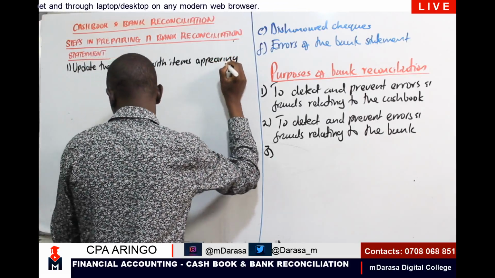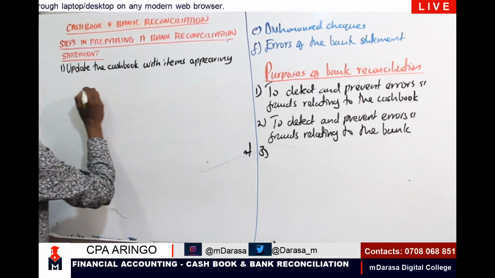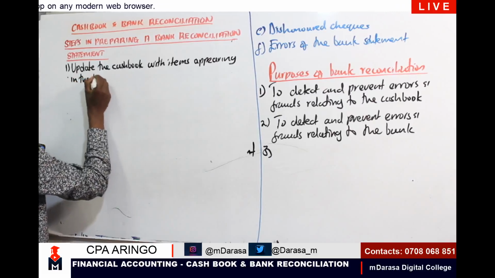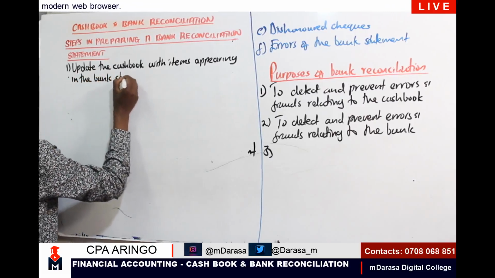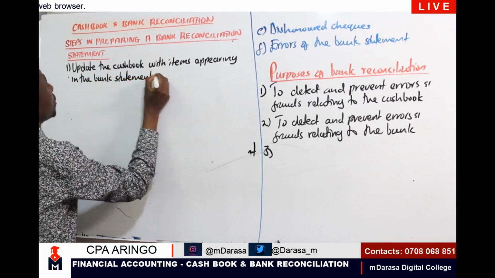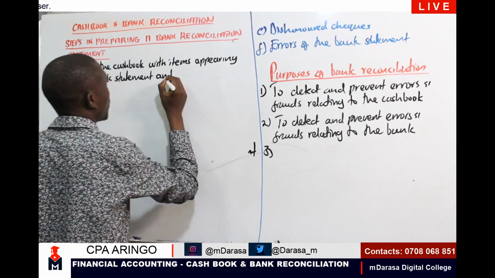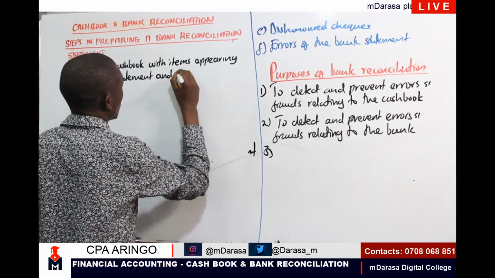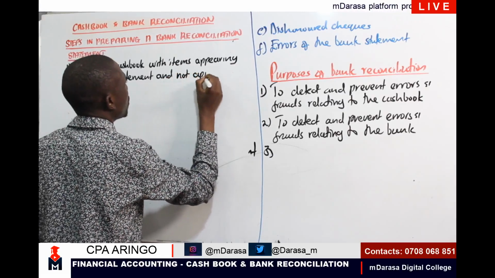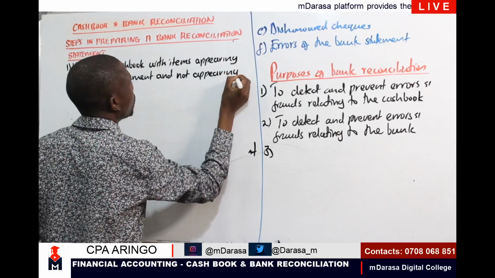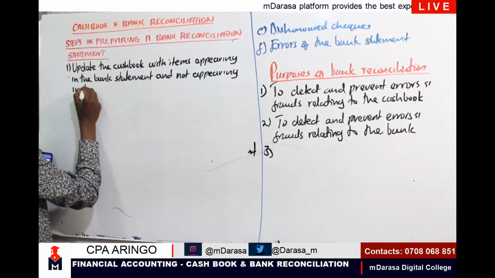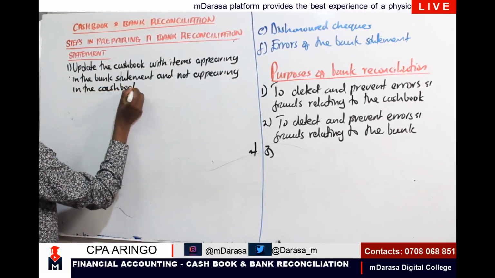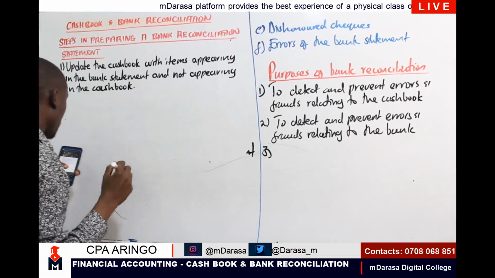in the bank statement and not appearing in the cash book. I know you feel that mwalimu should just dictate this, but I know the reason why I must do what?